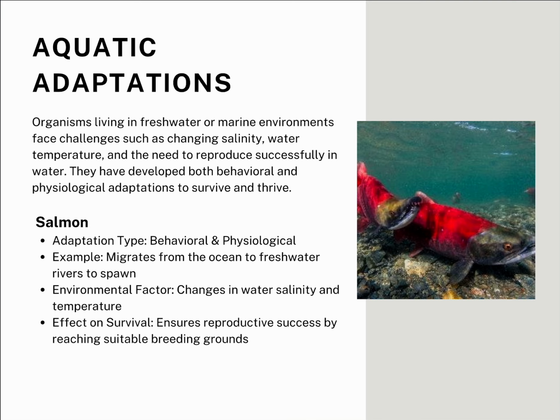Salmon. Adaptation type: behavioral and physiological. Example: migrates from the ocean to freshwater rivers to spawn. Environmental factor: changes in water salinity and temperature. Effect on survival: ensures reproductive success by reaching suitable breeding grounds.